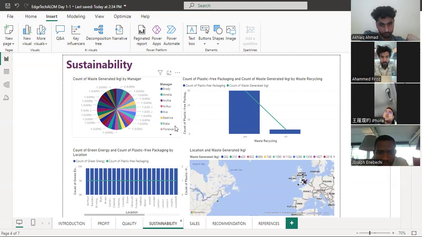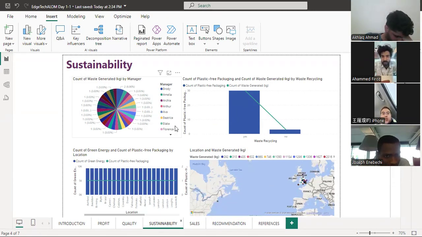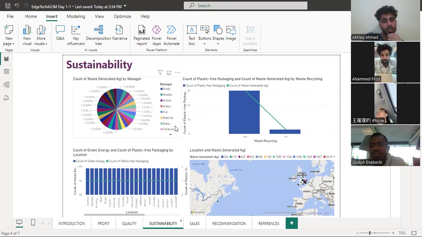The first one is the count of waste generated by manager. Waste generated by managers is higher. We can see most of the waste comes from managers. We need to level this out and reduce our wastage through managers.